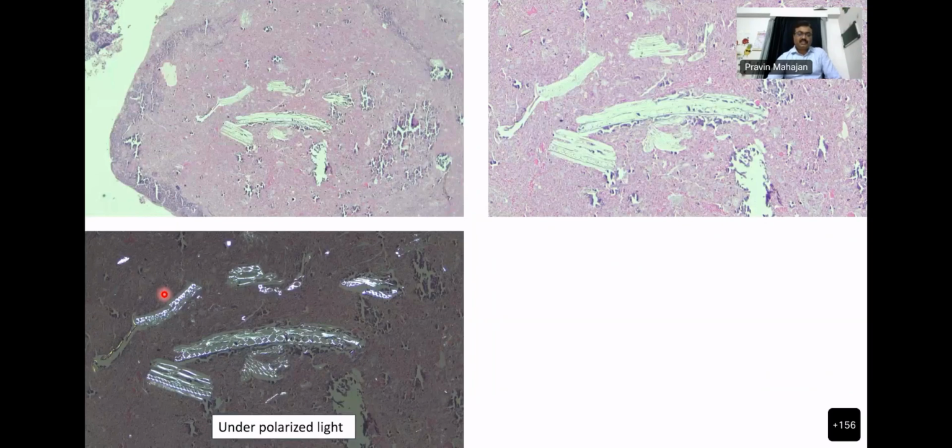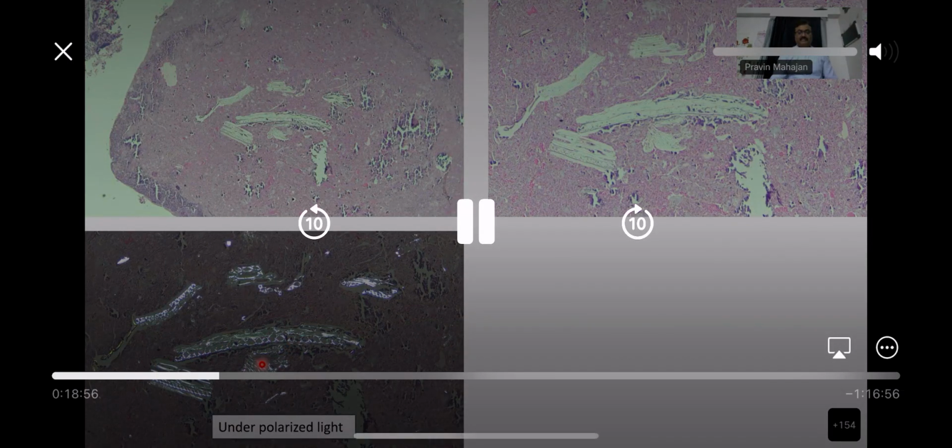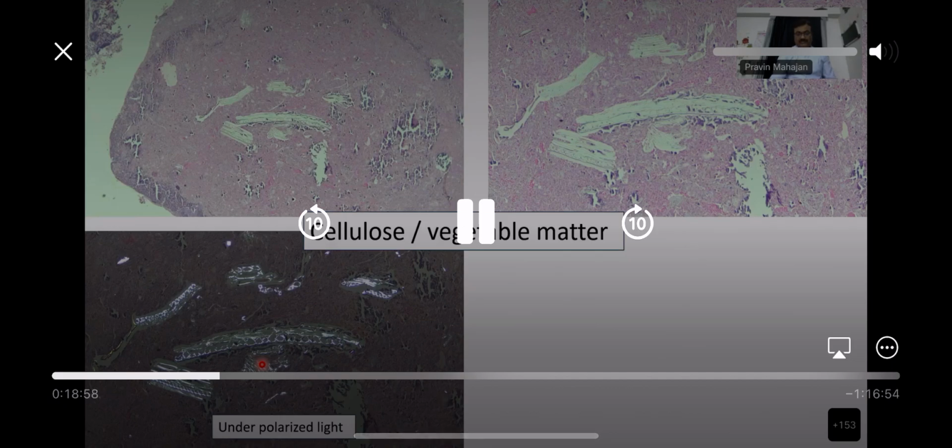Now these are three images. In the top two images, you can see some very granular material. This is actually the content of an appendix, in which you can see what is called cellulose material, or plant or vegetable material, which comes from what we eat. If you put it under polarized light, you can make out the nice plant cells, which are square or rectangular, and that's how you recognize that this is cellulose or vegetable material.